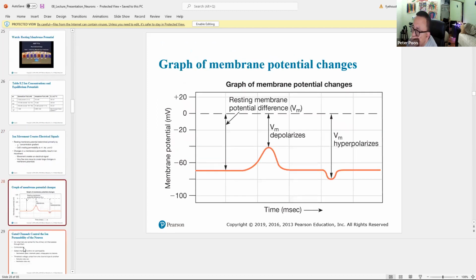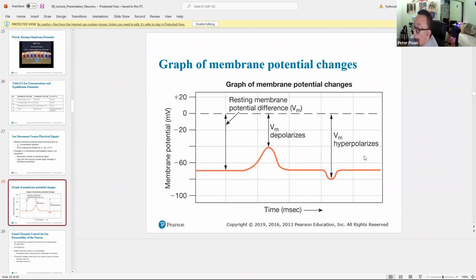So again, this is the default membrane potential, -70, the resting membrane potential. When it goes up, when it moves toward 0, it is depolarizing. Polar is a difference, so depolar means removal of that difference. When I increase the difference, I'm hyperpolarizing.